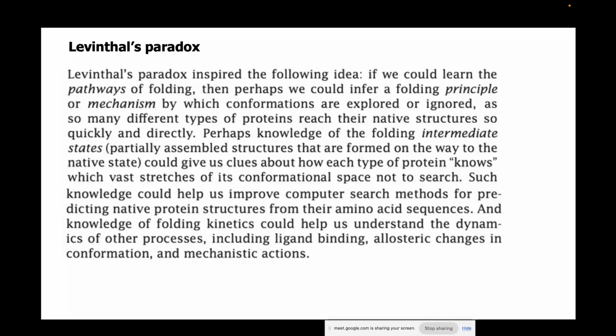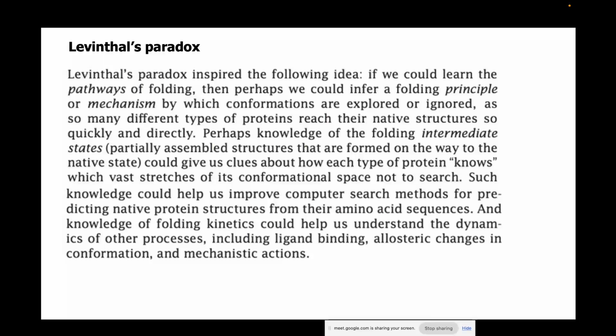So the idea is that there are a lot of possibilities a protein can fold into, but it generally folds into a native structure which is predetermined. So the paradox was that if there are 10 to the power 50 or 10 to the power 80 possibilities, how does the protein determine that this is the most probable structure for my sequence, and that this is how I'm going to fold?